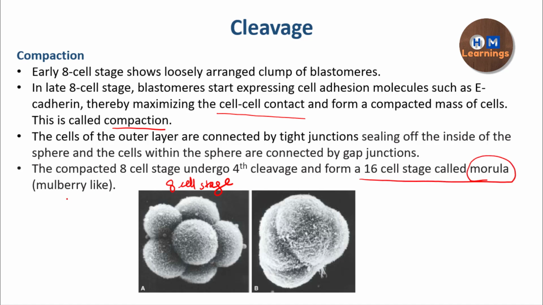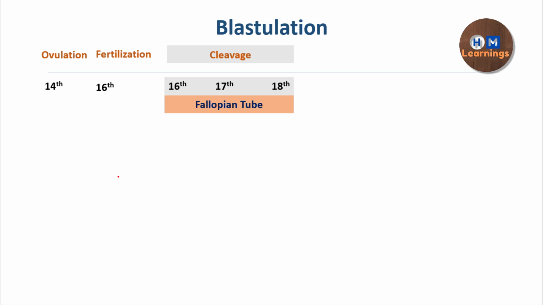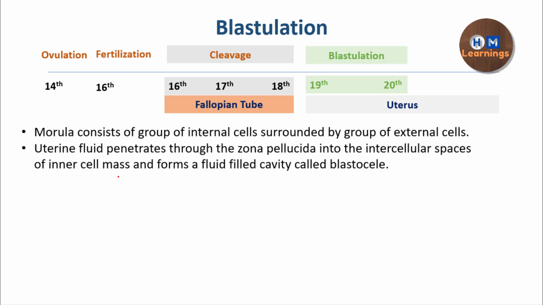So morula means mulberry-like. So this is the 16-cell stage which it forms. So now we have finished with the cleavage. The next event which is happening is blastulation. So blastulation usually takes 1 to 2 days, and now your morula has entered into the uterus and it is freely lying in the uterine cavity.